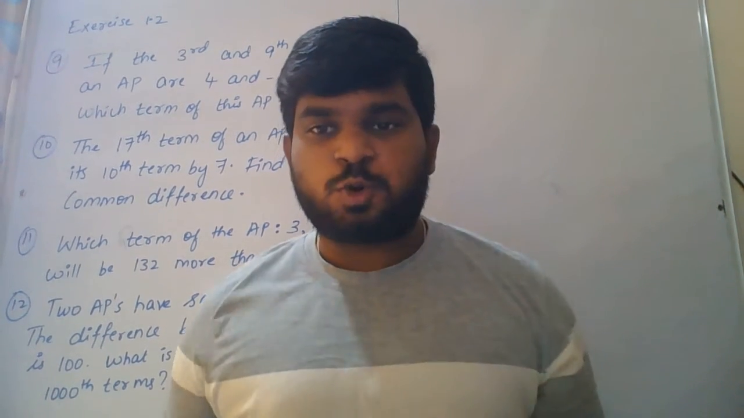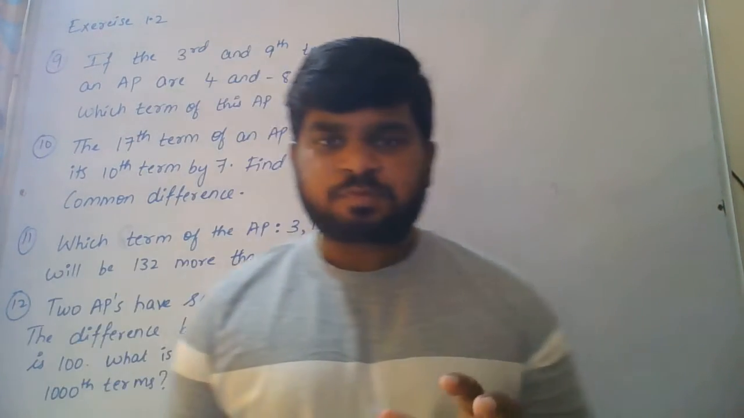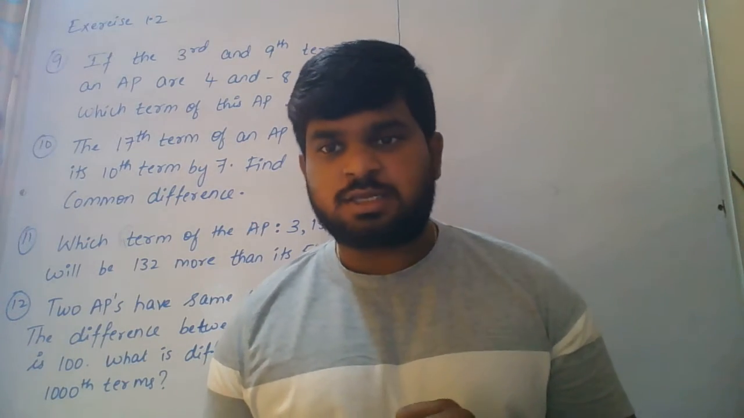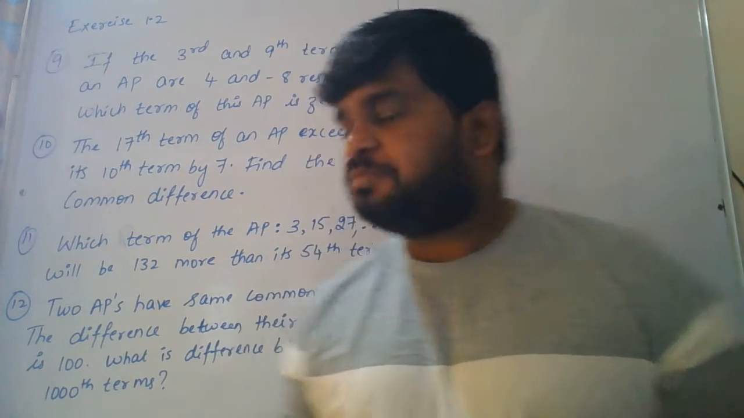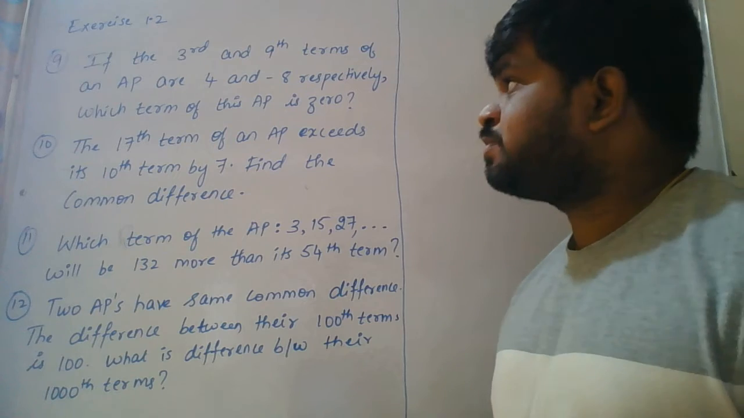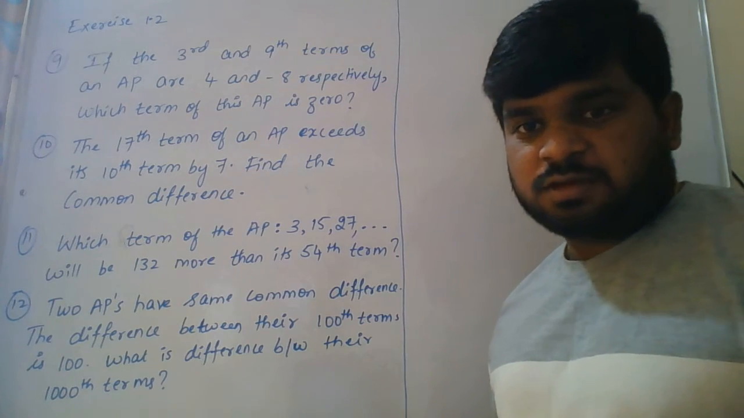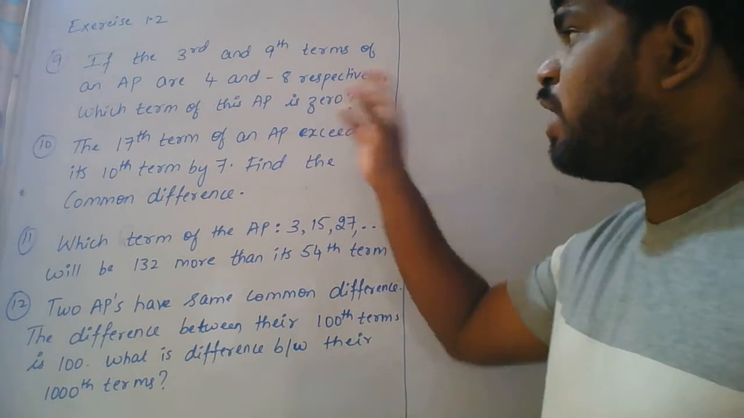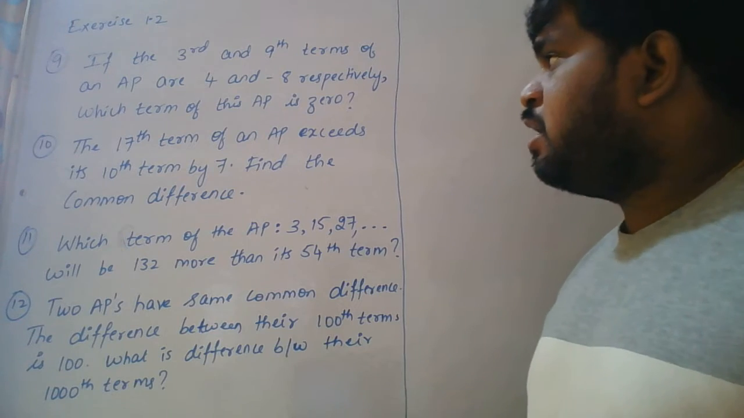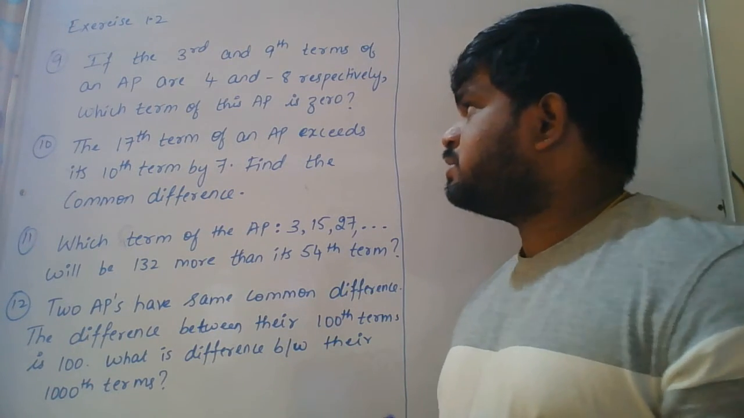Hello students. We have finished 8 problems in the second exercise. So let's continue with the next problem. Our next problem is: if the third and the ninth term of an AP are 4 and minus 8 respectively, which term of this AP is 0?